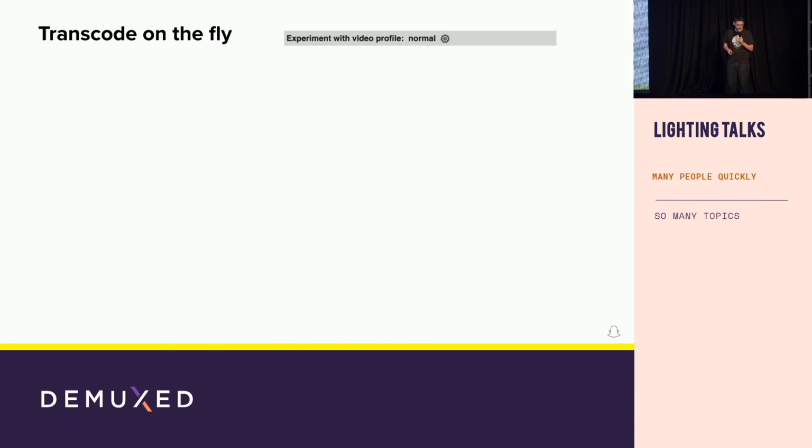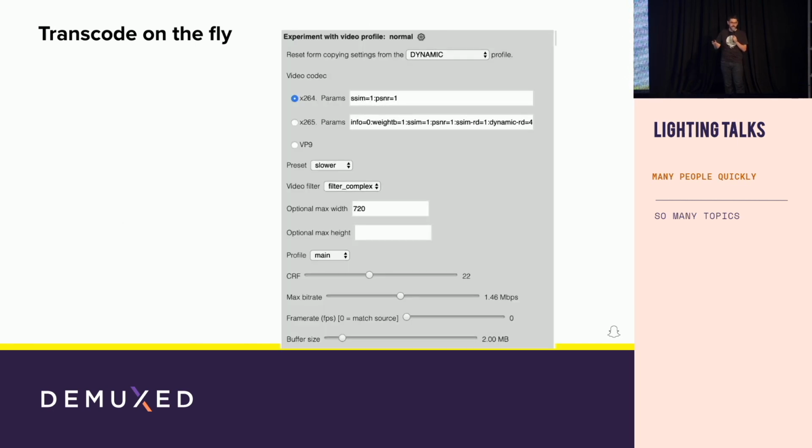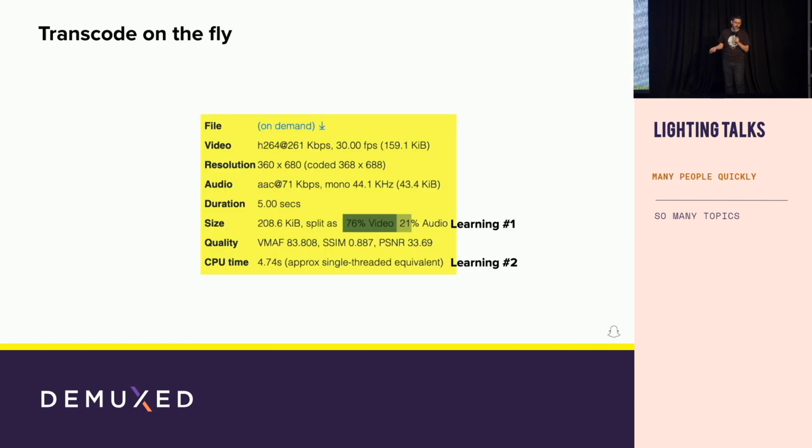Because in the end, you're going to need it anyway. And then we want to transcode on the fly. So there was some tweak there saying, hey, experiment with this video profile. And you basically click on it, and you get a very easy way to run FFmpeg, right? So you click on it, and it will generate this updated metadata with everything that has happened in between.